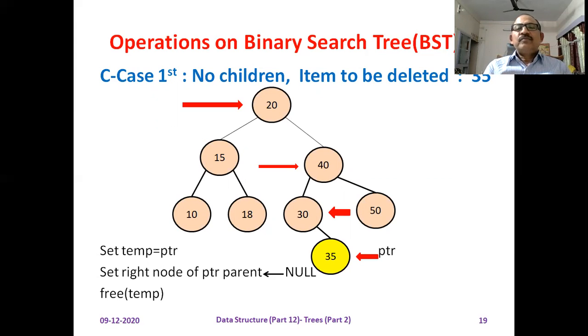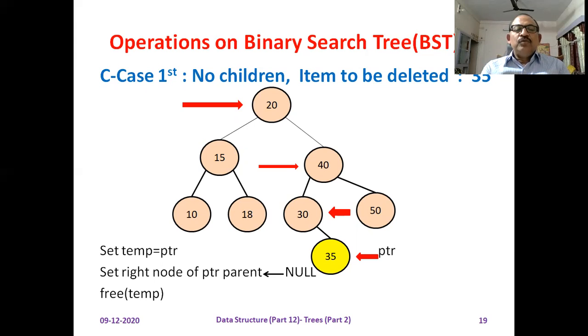Is it clear? Now, here we can see the tree data is equal to 35, which means the item to be deleted exists in the tree. Okay. Now suppose a pointer is PTR, for the time being, let us assume. Now PTR is pointing to the 35. What will we do in this process? We simply set temp equal to PTR.